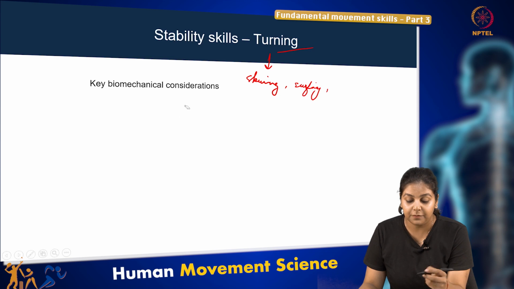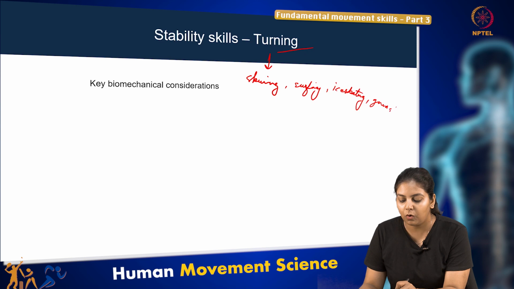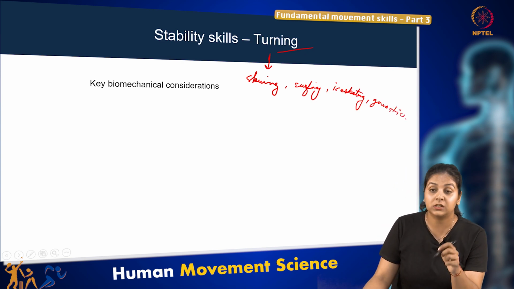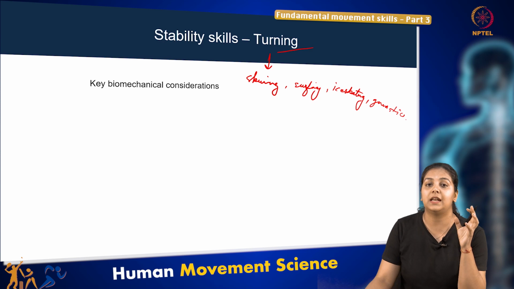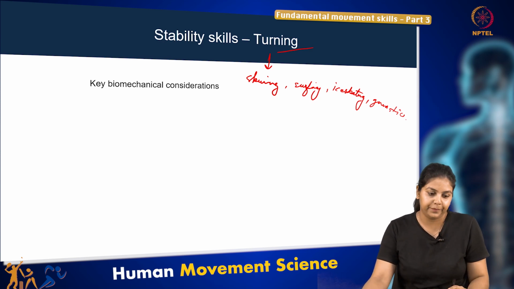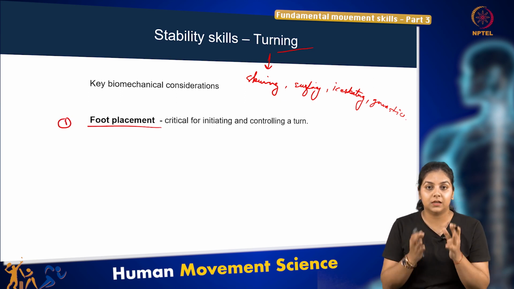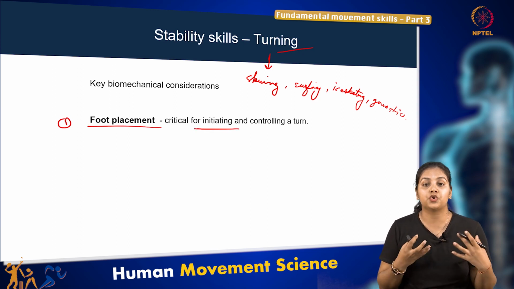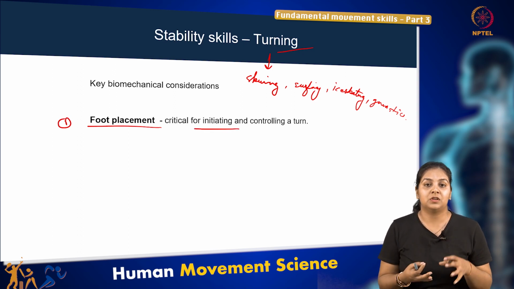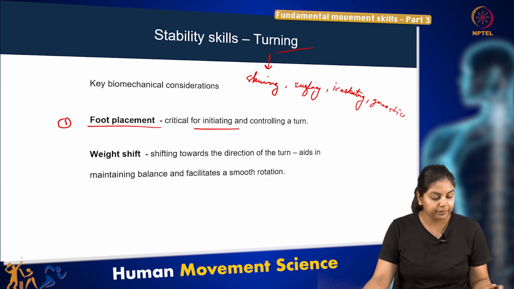It could also be the ice skater performing a routine, right? So when they do their flips and turns, or a gymnast. So all of these sports that we've looked at have an underlying basic need of turning, right? So when you're turning, your foot placement is one of the key biomechanical considerations. It's critical because you initiate and you control a turn, and all of that depends on how your foot or your feet are placed, right?